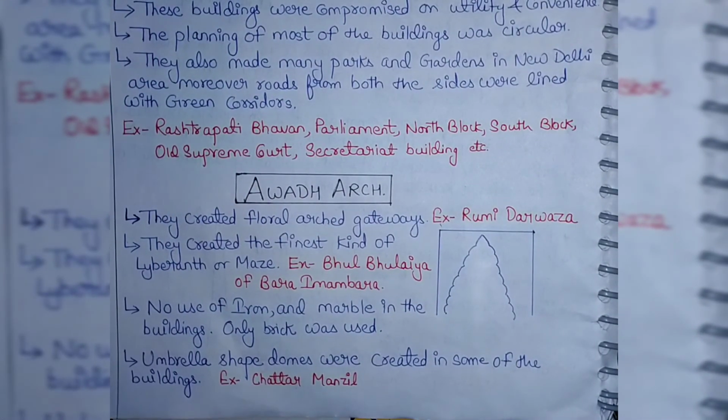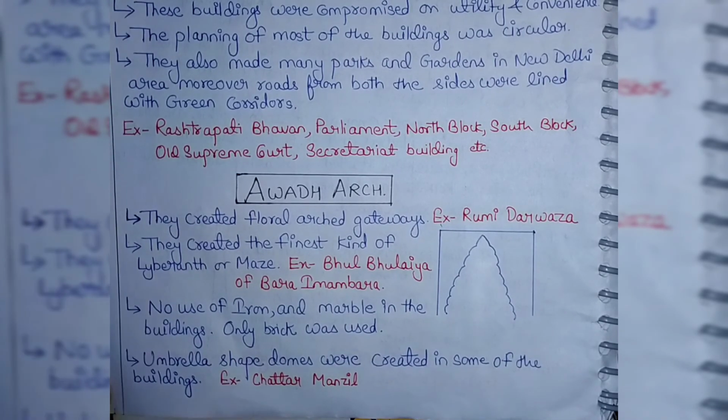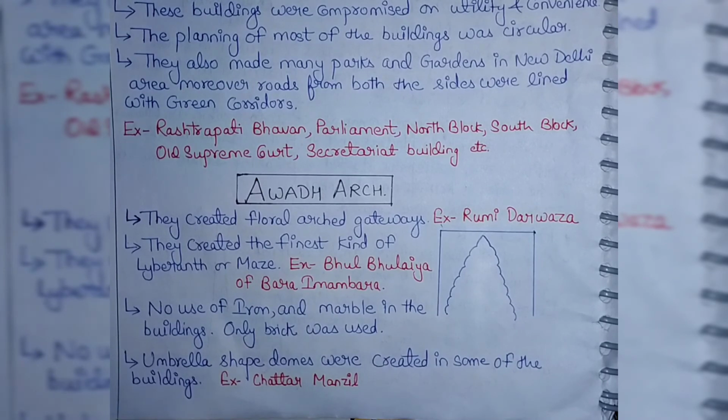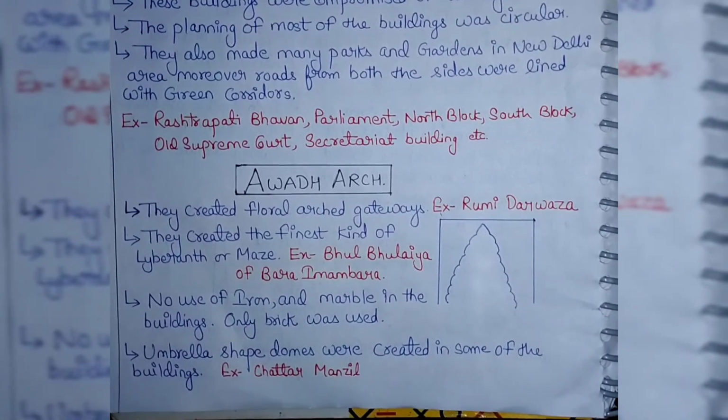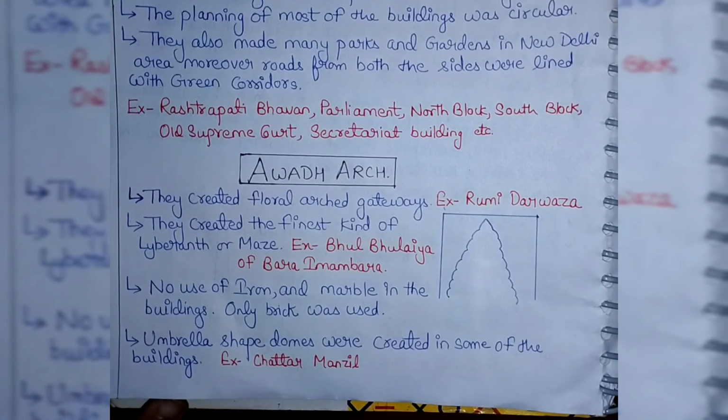They created floral arch gateways. The rulers during that time created floral arch gateways. You can see here the example of Rumi Darwaza in Lucknow. They created the finest kind of labyrinth or maze called the Bhul Bhulaiya. The example is the Bhul Bhulaiya of Bada Imambara. No use of iron and marbles in the buildings, only bricks were used for construction. Umbrella shaped domes were created in some of the buildings, for example, Chhatar Manzil.